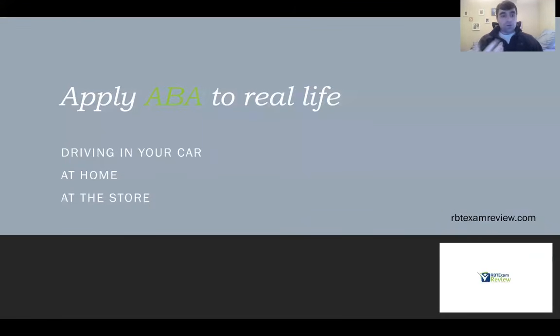After all, what are you going to be doing as an RBT? You're going to be looking at real life situations with real life clients, and you need to apply what you know to your clients. So start with yourself. When you're driving in your car, when you're at home, when you're at the store, start thinking of what's reinforcing you, what's punishing you. How can you measure?